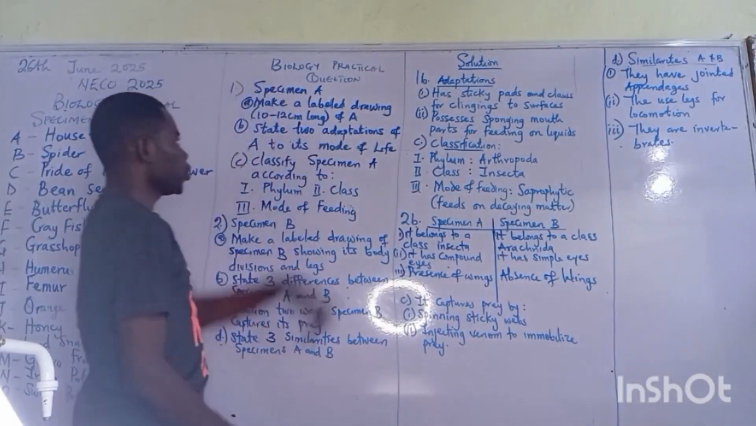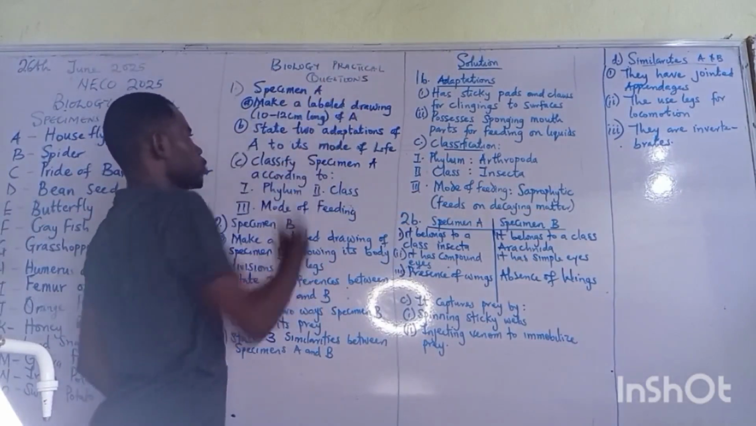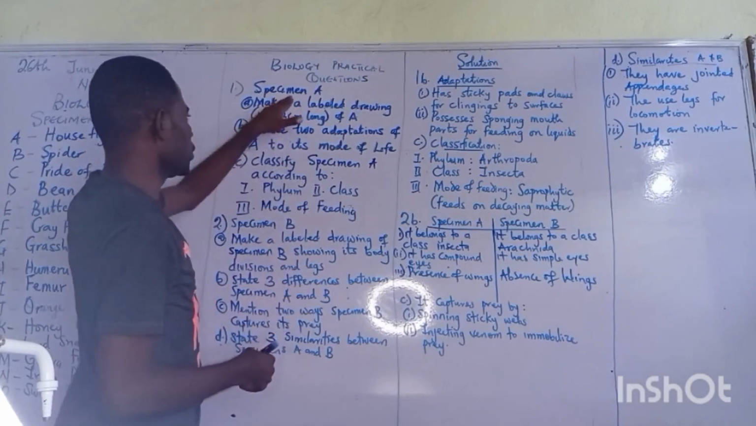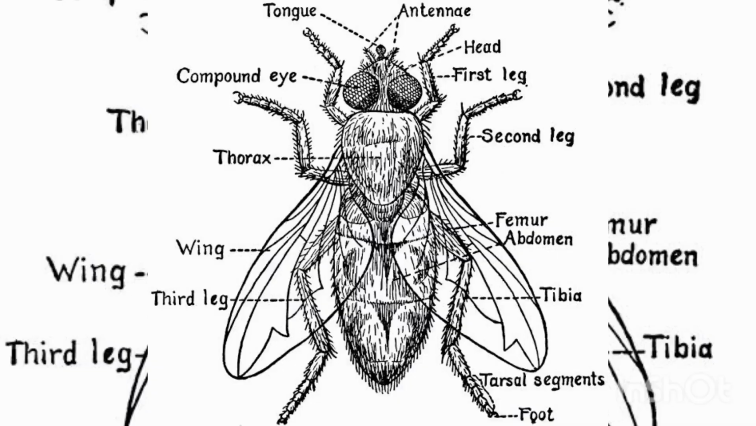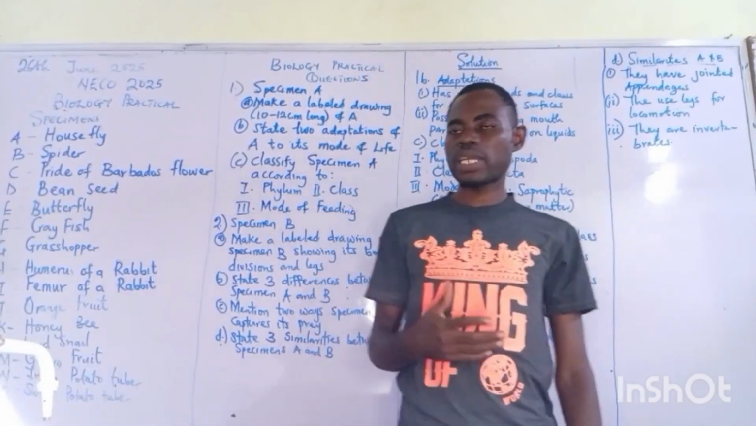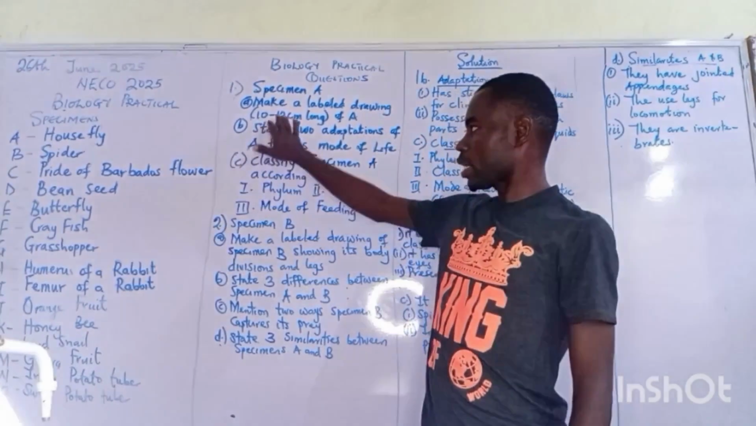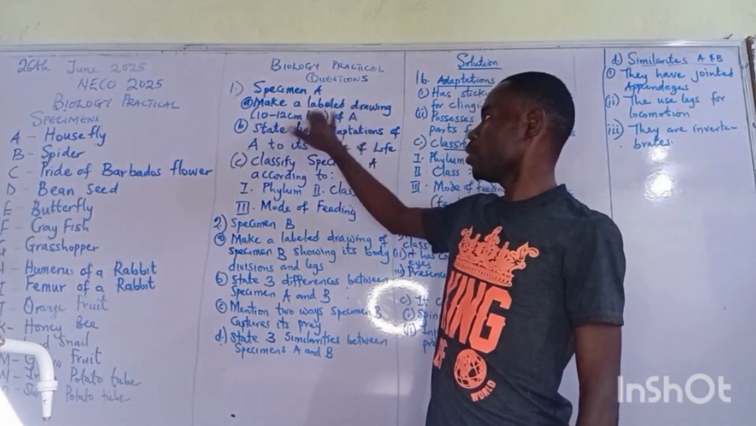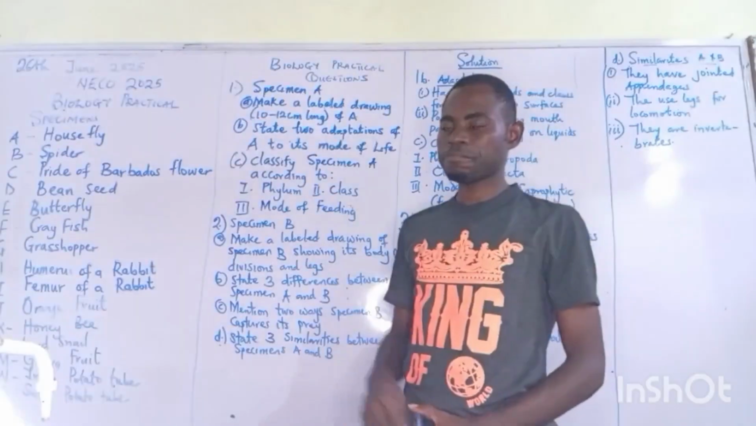We have biology practical questions here. Possible questions for specimen A. You know our specimen A is housefly. What are the possible questions they can ask us about housefly? They can ask us to make a labelled diagram or labelled drawing, 10 to 12 cm long, of specimen A.